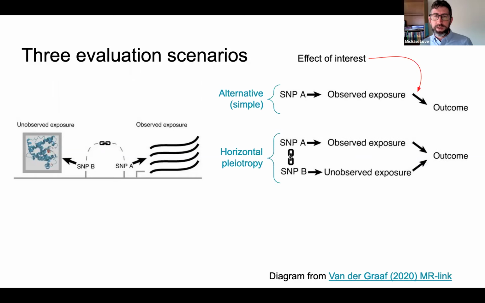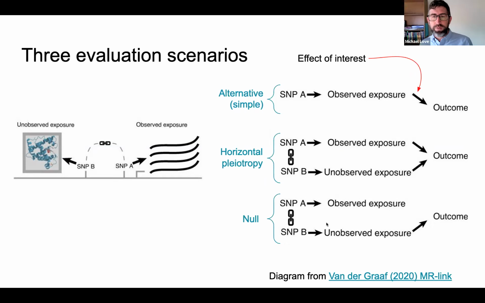We also simulated horizontal pleiotropy, which is the diagram on the left, where you have both a direct effect through the exposure of interest, and then you also have, within the same locus, other SNPs acting through a different pathway on the outcome, not through your exposure of interest. And this then is a problem, and it could impair inference of that causal arrow.